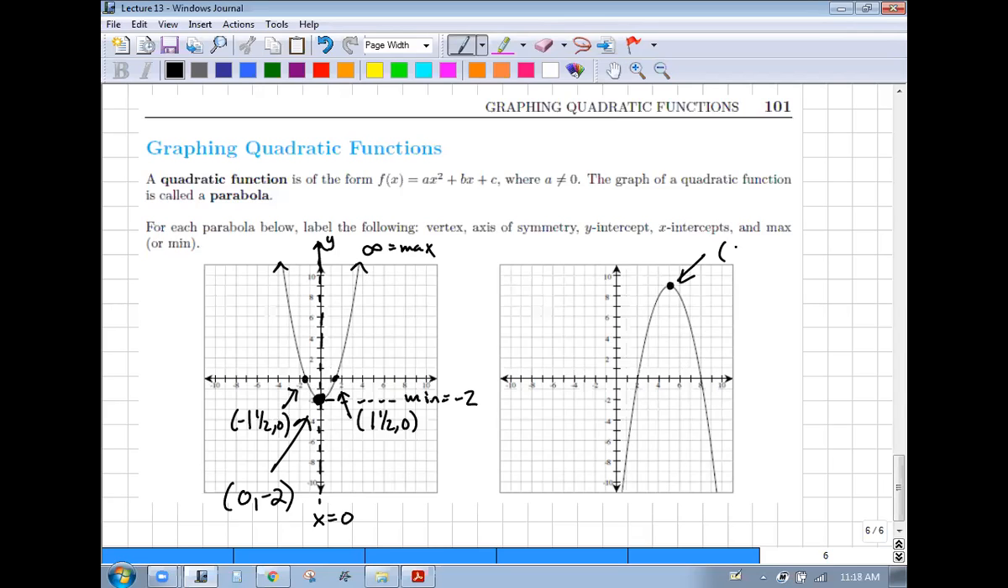So for this one here, the vertex would be this point, which is (5, 9). That's the vertex. The axis of symmetry is right here, and this line is at x equals 5. Notice the axis of symmetry goes through the vertex, right? So that x value is always going to give you your axis of symmetry. Now the y-intercept, we can't see where it is, but I guarantee you there is one down here somewhere. It's just off the graph here.